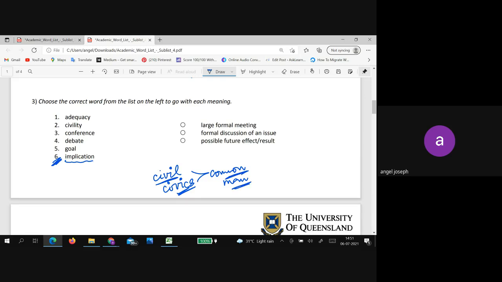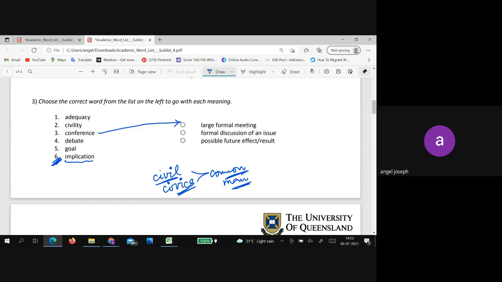All right. Next is conference. Check out the three options. Do you find anything? Conference. Large formal meeting. Yes, large formal meeting. Absolutely correct. We are going for a conference.